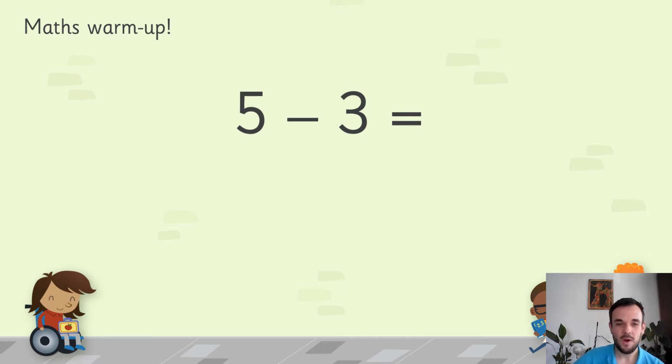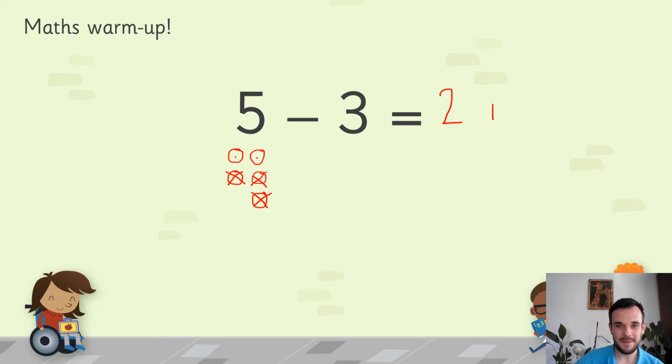So let's see. We've got 5 take away 3 equals. So first of all, we need to start with 5. 1, 2, 3, 4, 5. Now we've got our 5 circles and we need to take away 3. Get rid of 3. So let's cross 3 out. 1, 2, 3. We've crossed 3 out. Now how many do we have left? 1, 2. So our answer is 2.